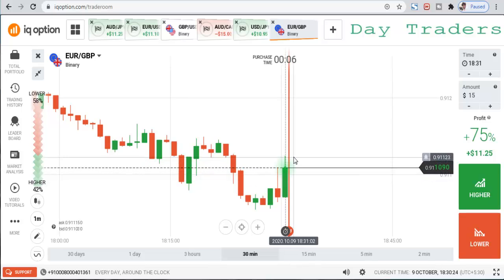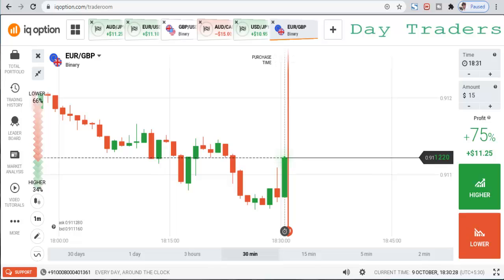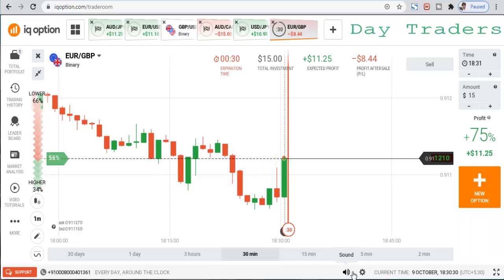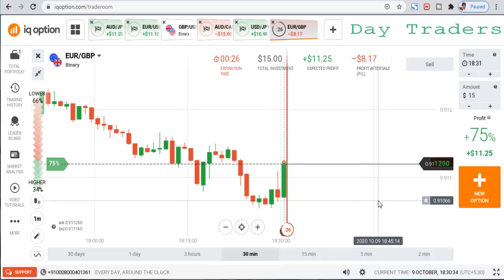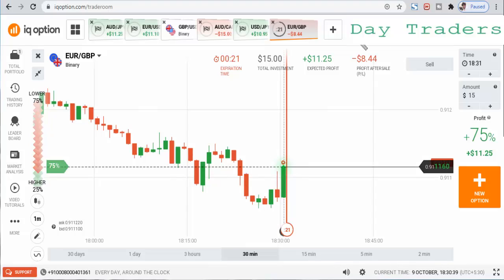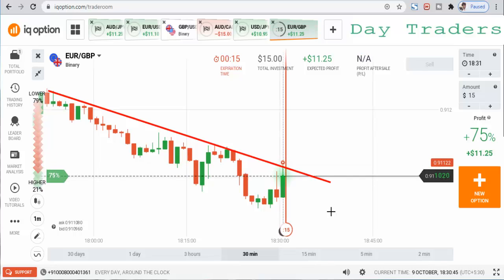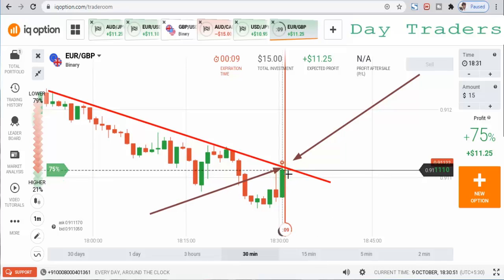Okay, this is a marginal safety trade at this level. Okay, we'll place a lower option. This is only a marginal safety trade, but sometimes it breaks the level. So I will select the sellers' area. This is a sellers' area, so that's the reason I place a lower option. This is only a marginal safety trade.